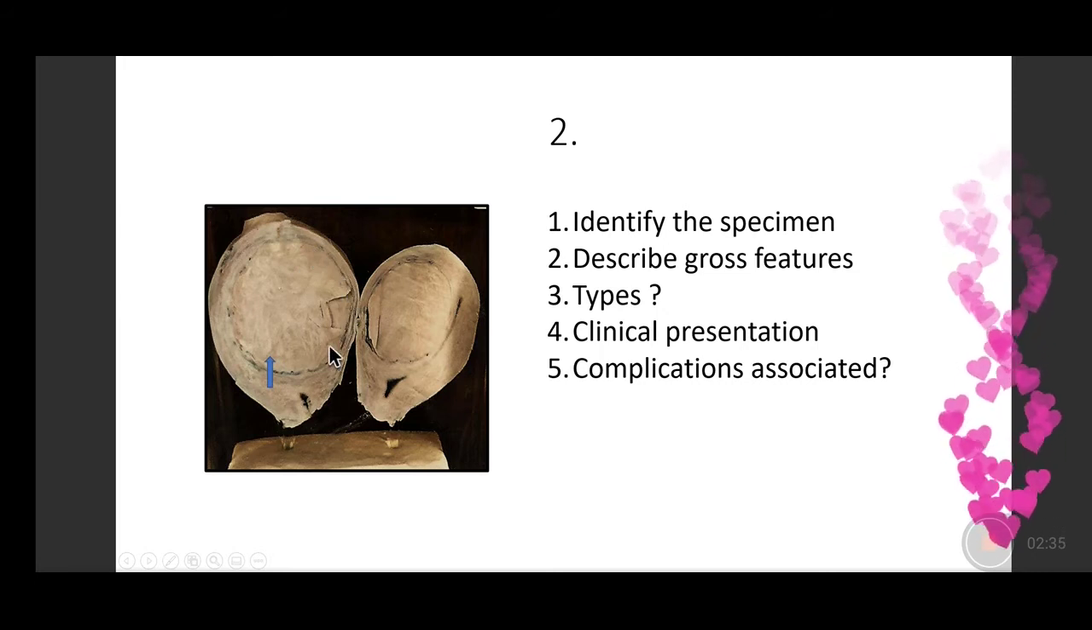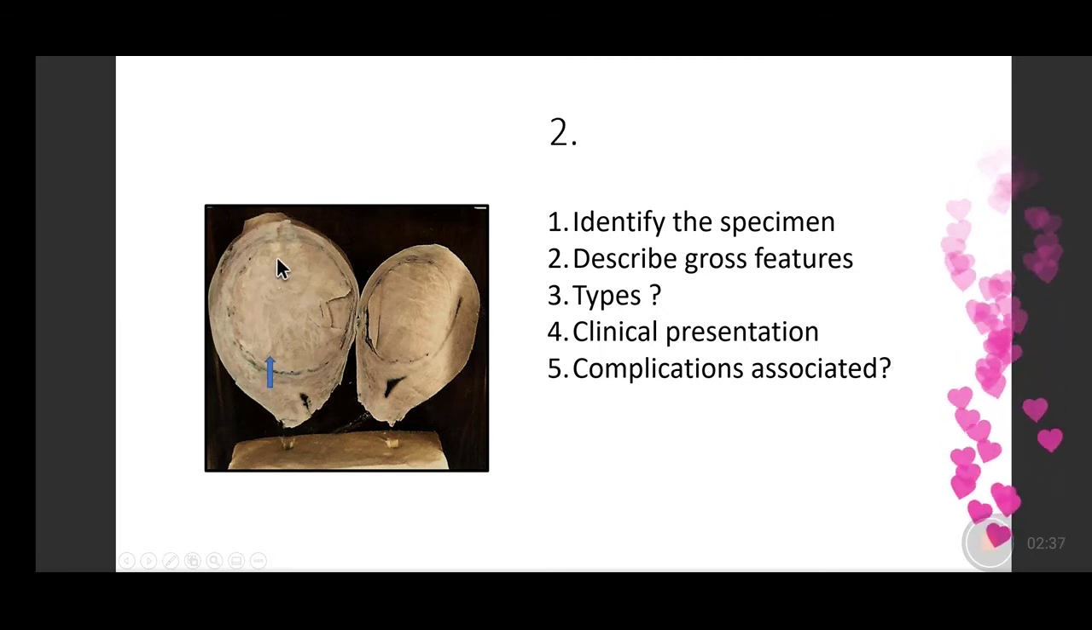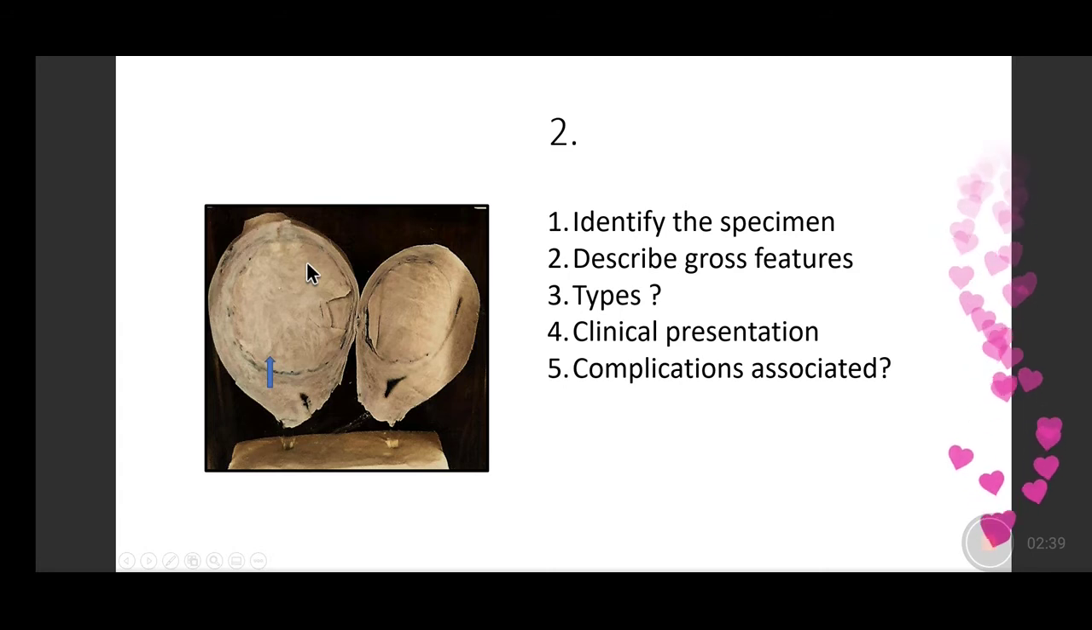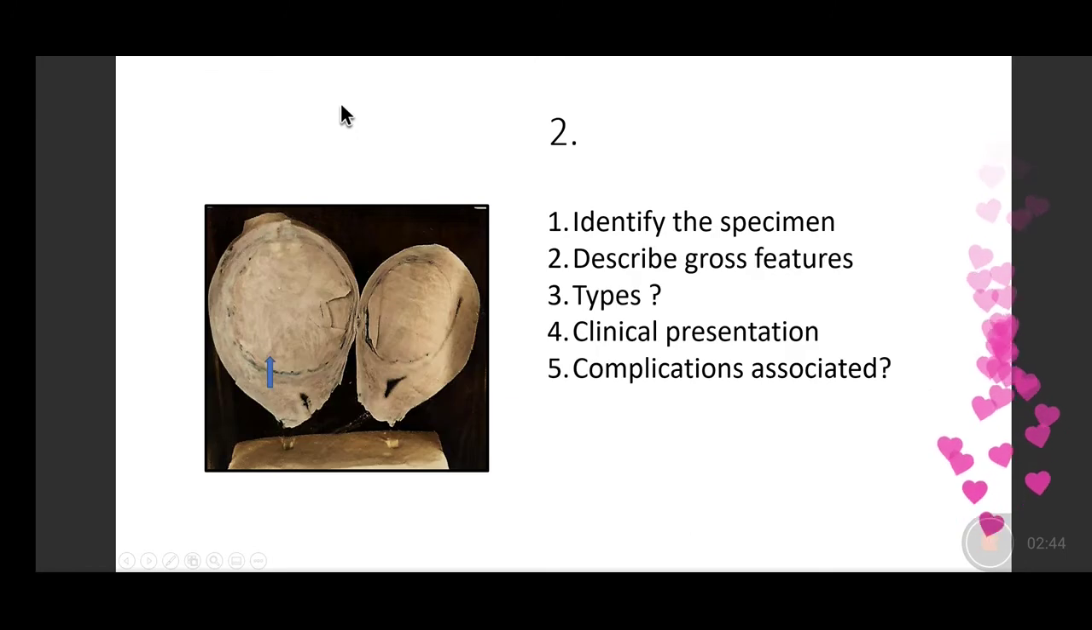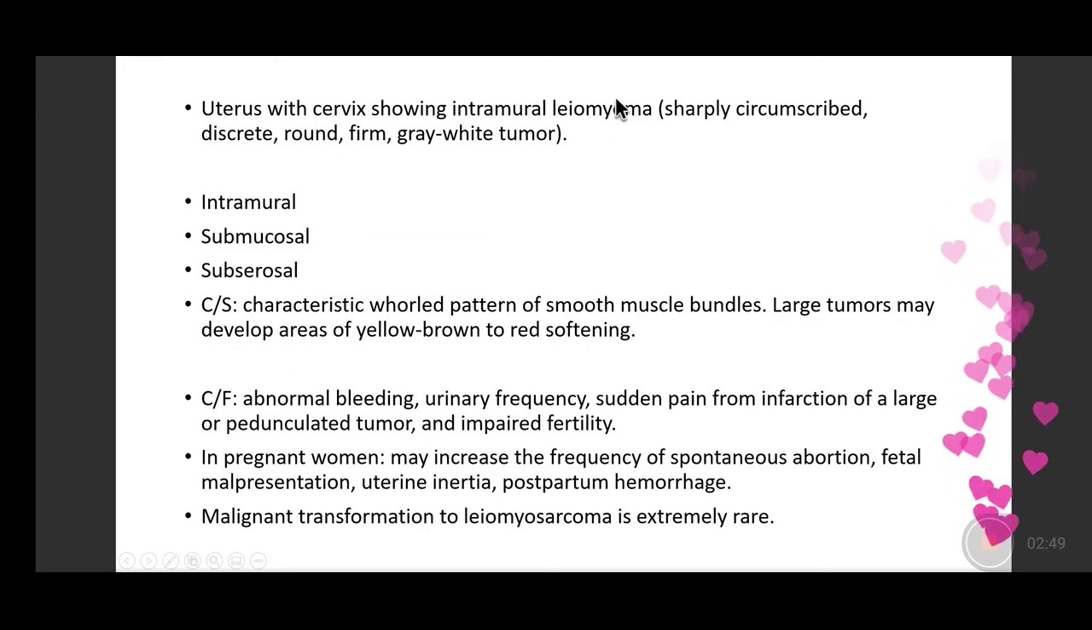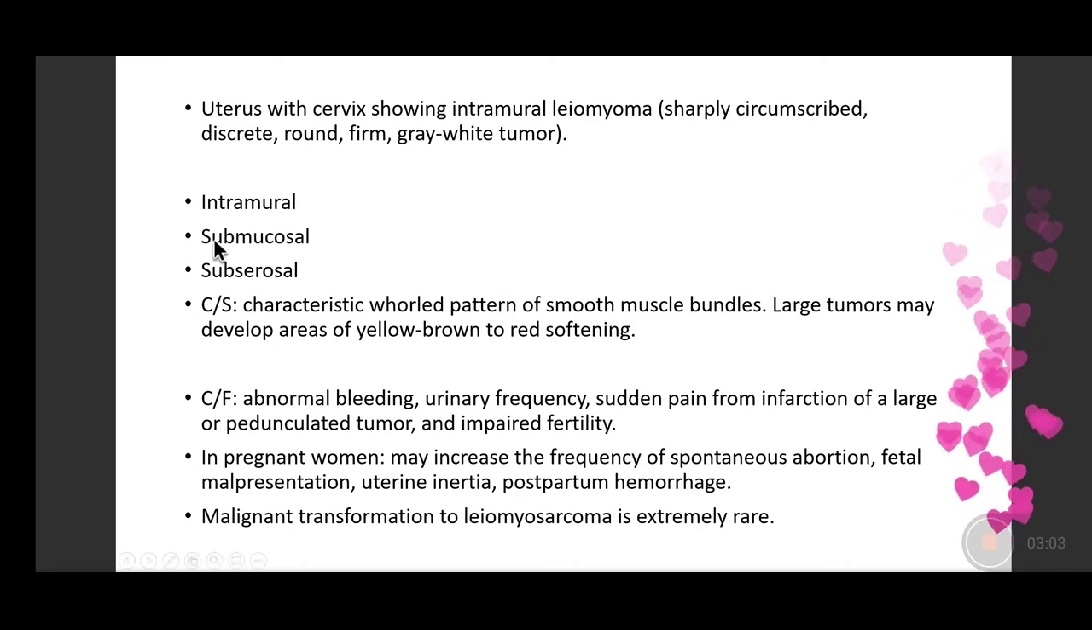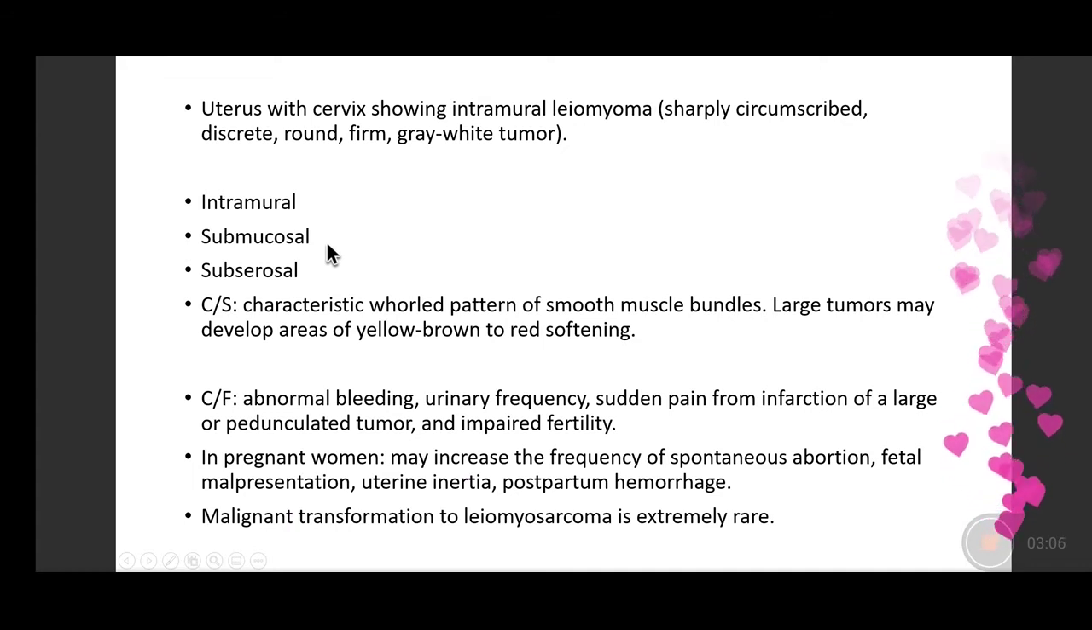Now this intramural fibroid is sharply delineated. Okay, sorry, in this I just mentioned with cervix, it is without cervix. Okay, only the uterus is seen in this, with the intramural leiomyoma, which is a sharply circumscribed, discrete, round, firm gray white tumor. Now leiomyomas are the smooth muscle neoplasms, and based on their location, they can be either intramural inside the myometrium, or submucosal just beneath the endometrium, or subserosal.